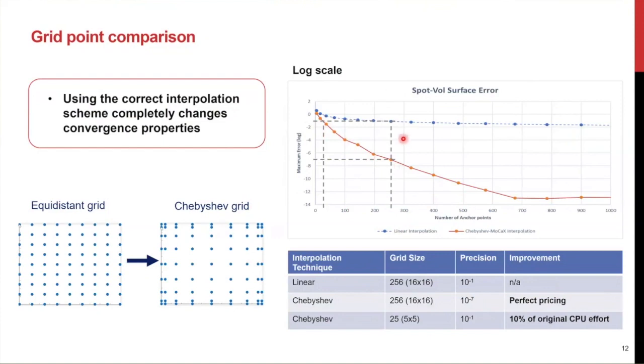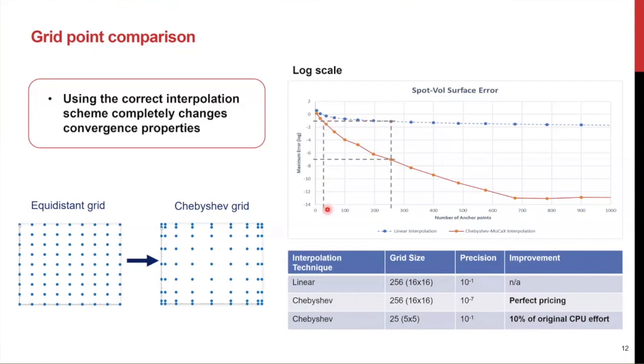The blue one is for the equidistant points. And look at the difference. Notice again that it's a log scale. So the difference is actually huge. For 250 points, for example, the Chebyshev grid achieved an error of 10 to the minus 7. For the equidistant grid, it only obtained 10 to the minus 1. In order to get 10 to the minus 1, in this case, the Chebyshev grid would have consisted of only 10 to 20 points.